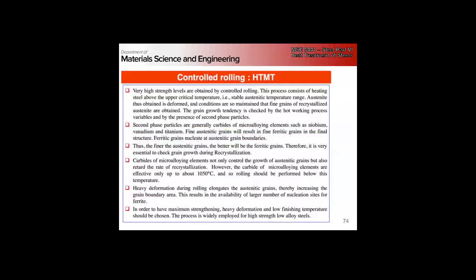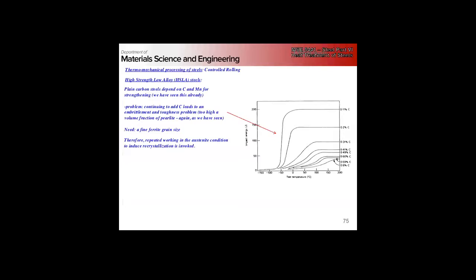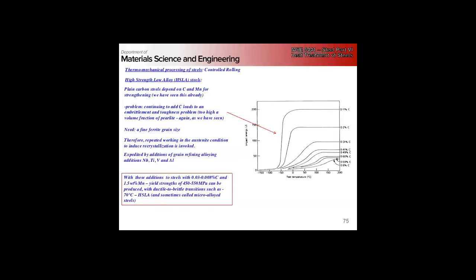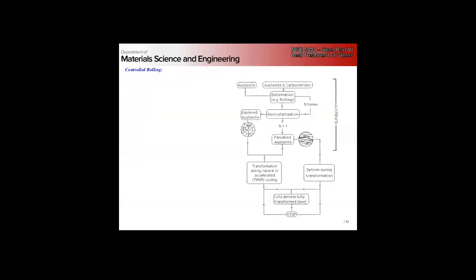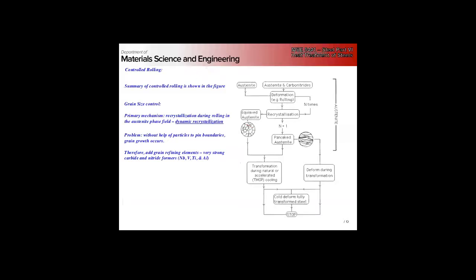So really what we want is a fine ferrite structure. That slide basically just said the same thing here, right? And so this flow chart sort of shows what we talked about before, right? If we recrystallize, we have a fine equiaxed austenite. If we don't recrystallize, we have a fine sort of pancaked structure, right?